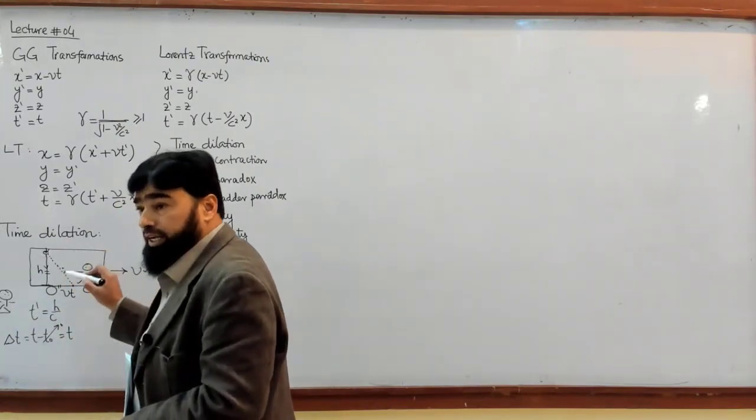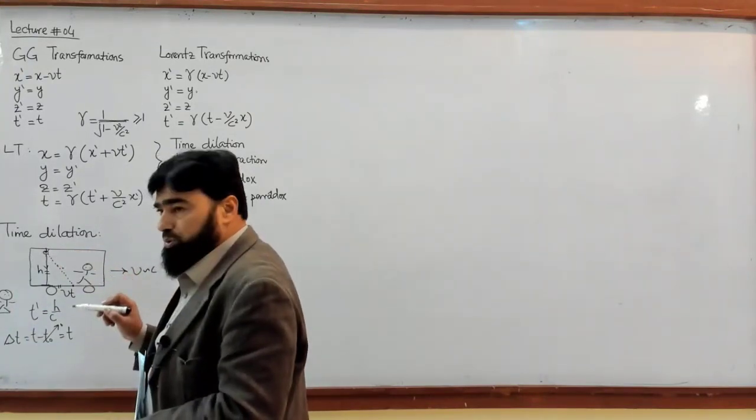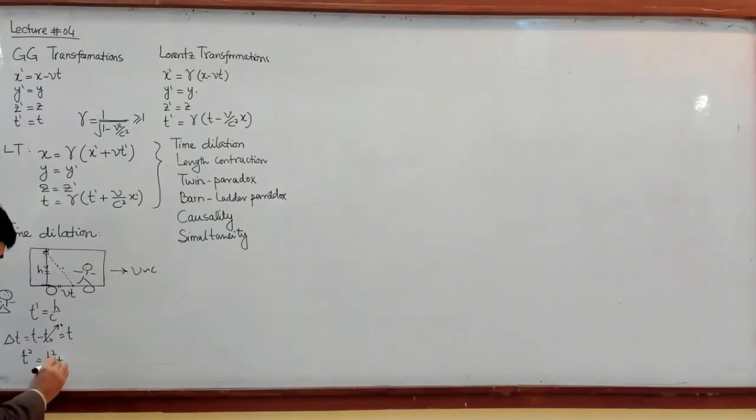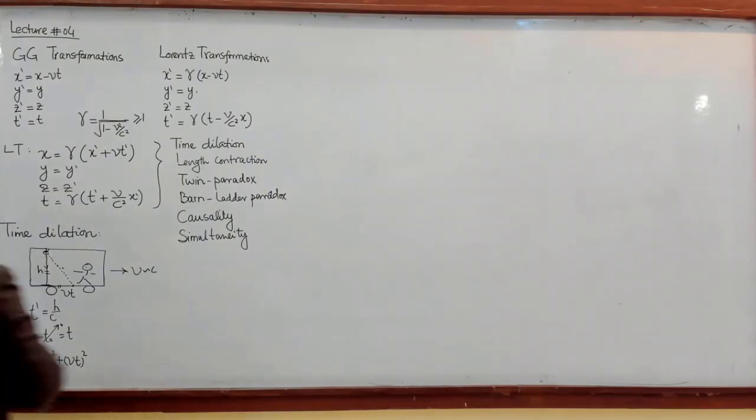So now how much time will this one measure, how much time the light has taken while reaching from that point to this point, and he will say that t squared is equal to h squared plus (vt) squared, and this distance is c times t. So it will be equal to c squared t squared.